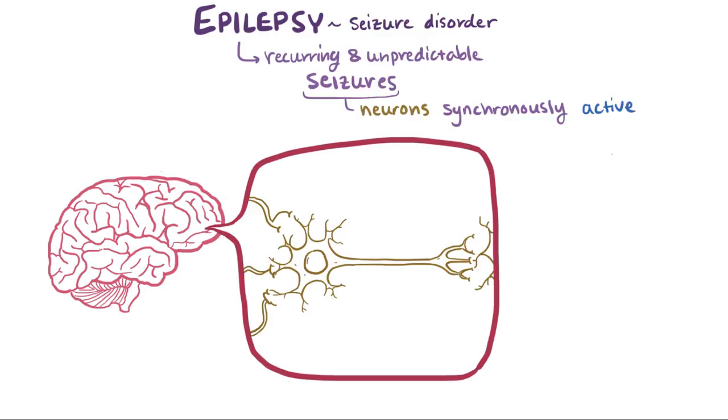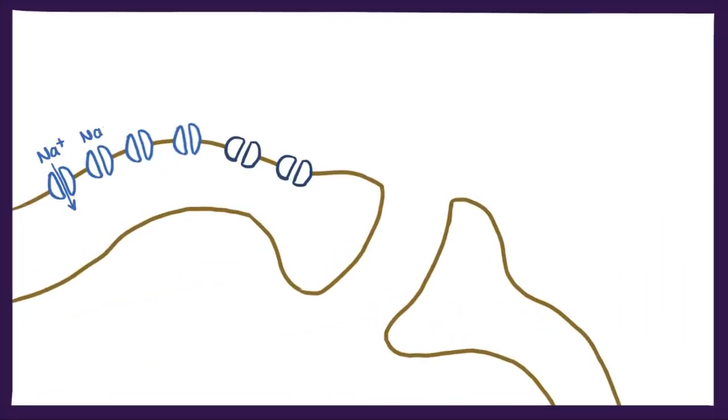Now, when I say neurons are active, I mean that they're firing, or sending a message using electrical signals relayed from neuron to neuron. And if you look at a neuron under a microscope, each electrical signal that passes through it is really just ions flowing in and out through protein channels.